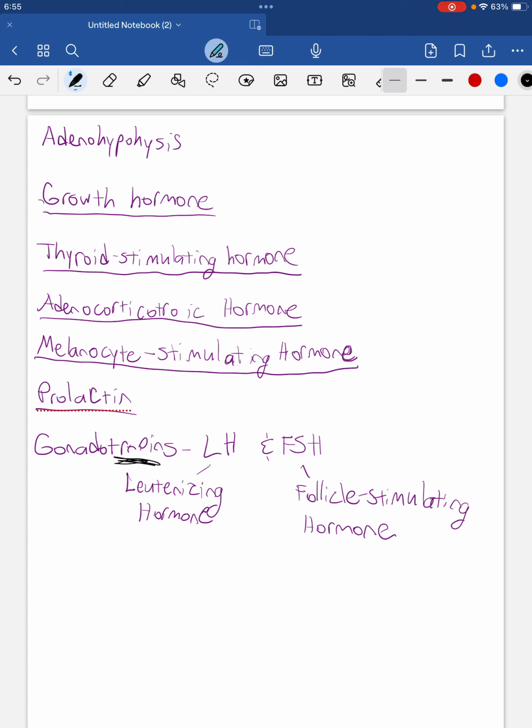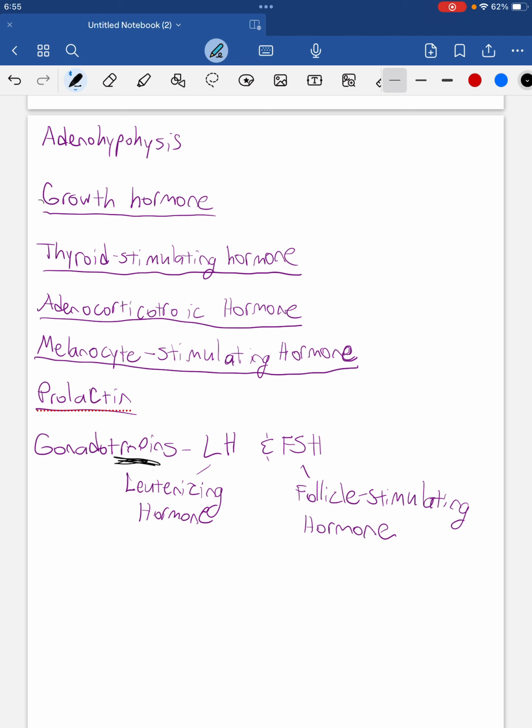Growth hormone. This is a pretty simple one as far as we're concerned, what we're going to get into. This stimulates growth, especially during childhood. So this acts on things like bone and muscle.